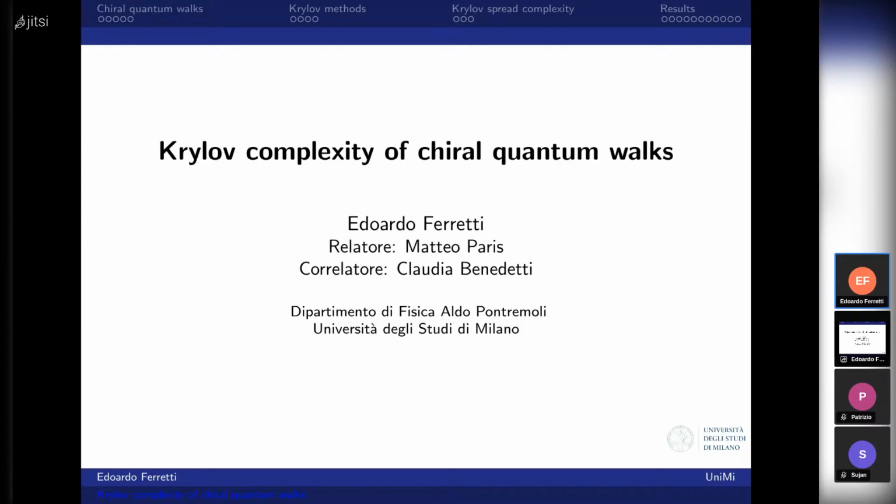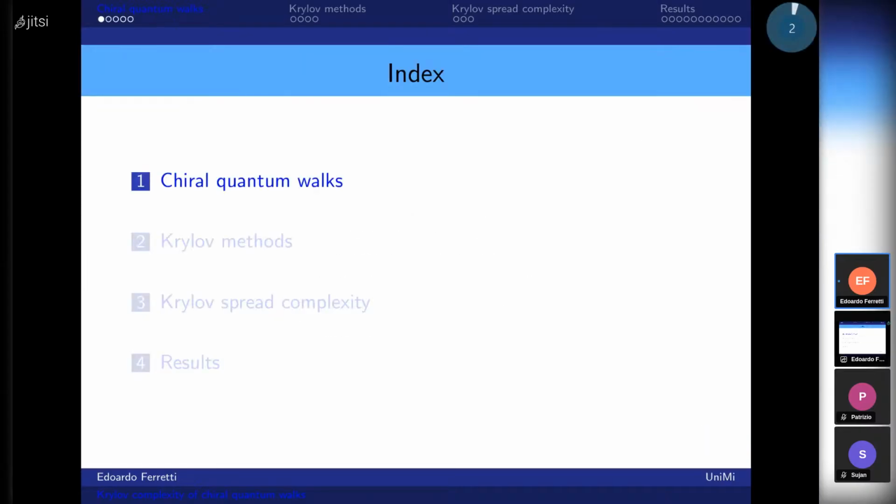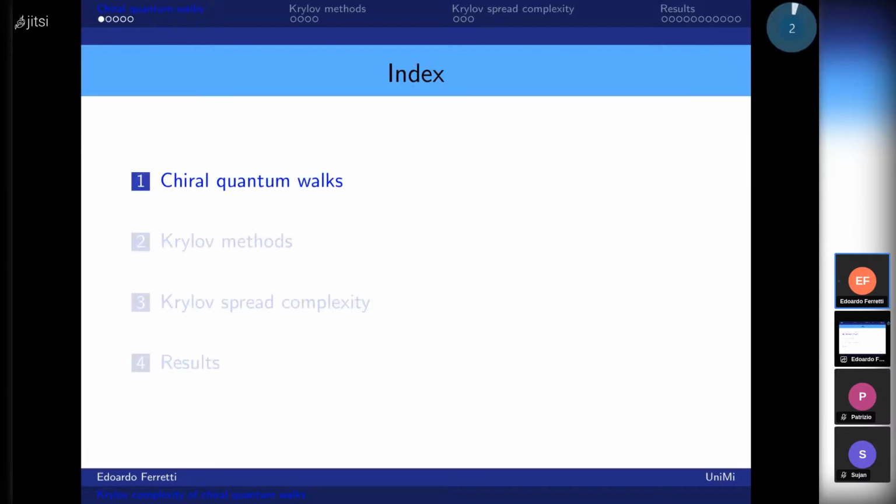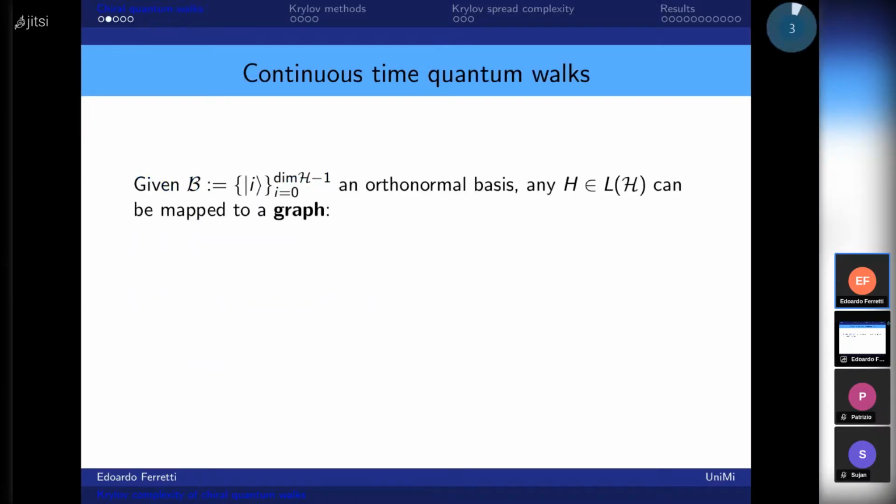Okay. Hello, everyone. The professor already did the introduction, so I'll start with the content. First, let's define the two main terms in this presentation: chiral quantum walks and Krylov complexity. Let's start with the former. What is a quantum walk?